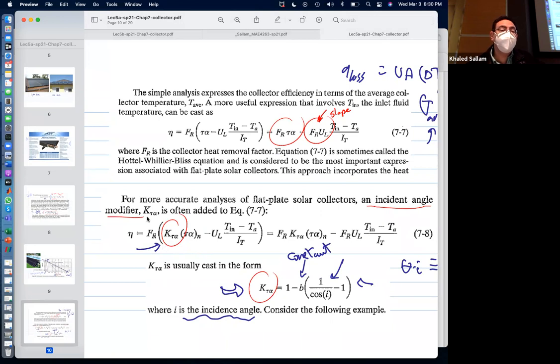So the incident angle modifier, K tau alpha, will be a function of the incident radiation angle, theta I. If you know the angle, you can calculate the cosine of theta I, and from some kind of equation, or sometimes they give you a curve, you can calculate K. Once you calculate that K, now you have a really accurate equation. So this efficiency, you can now calculate for every hour during spring, March 21st, which is our day of choice for this project.